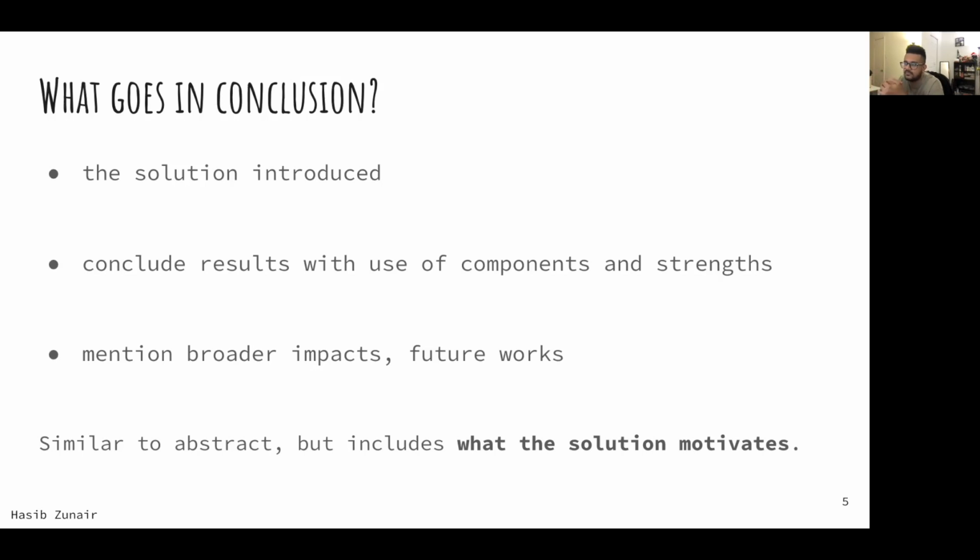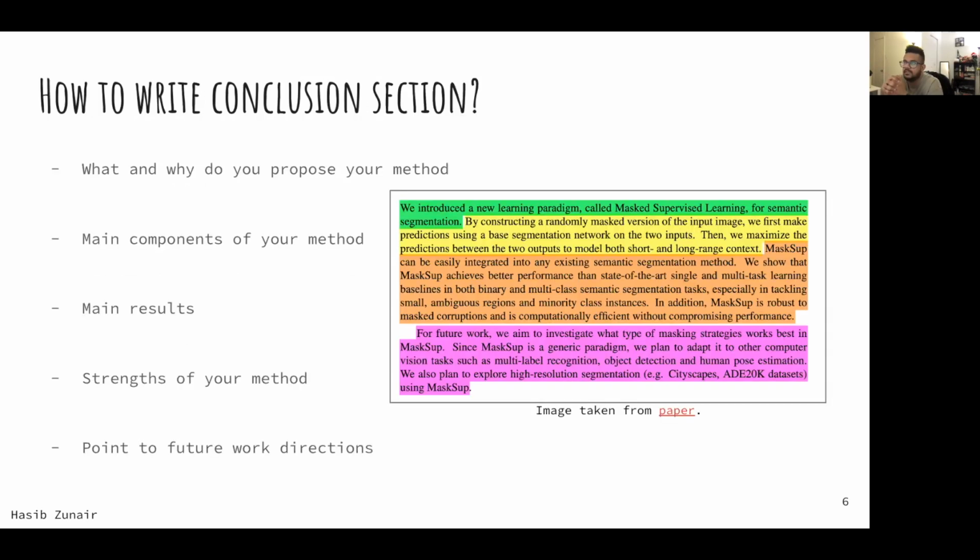So this is similar to the abstract, but it mainly includes what your solution motivates. So in that sense, it is different to an abstract. Here's an example where in the first part of the conclusion, you would talk about what and why you propose your method, and what are the main components of your method, what are the results, the strengths of your method, and what does it point to for future work.